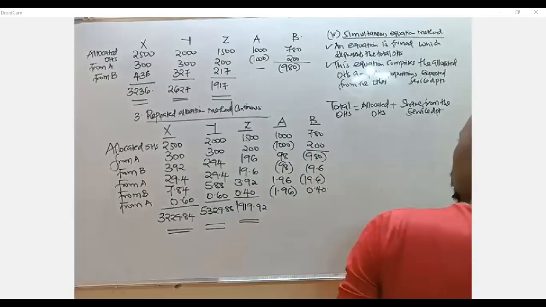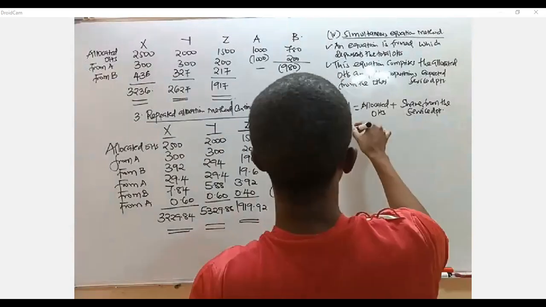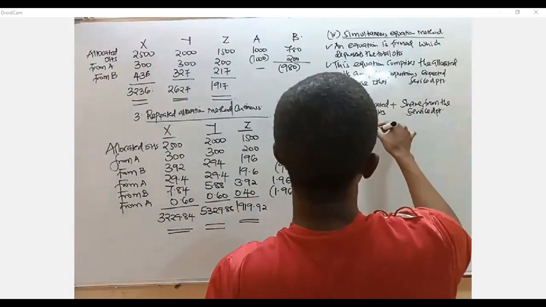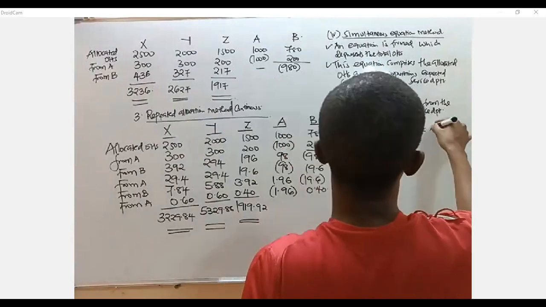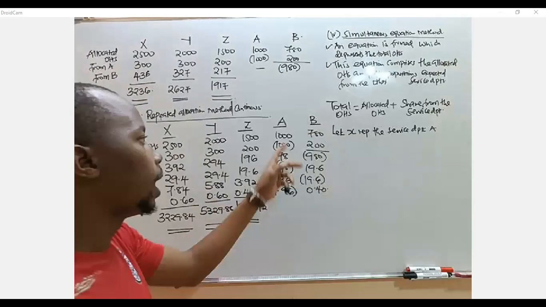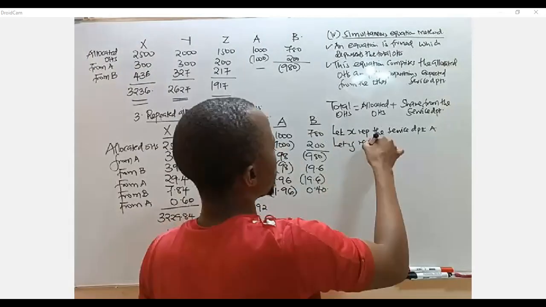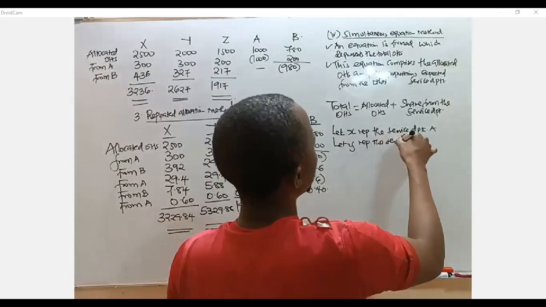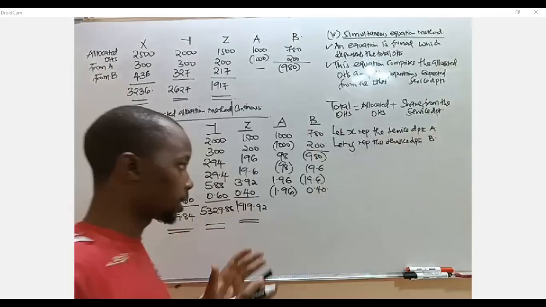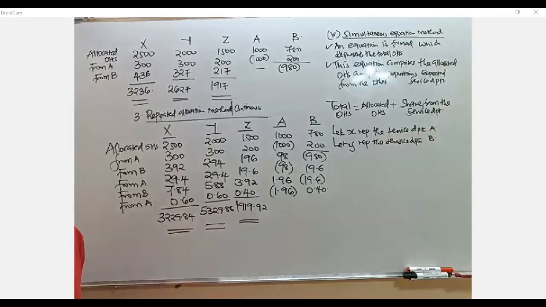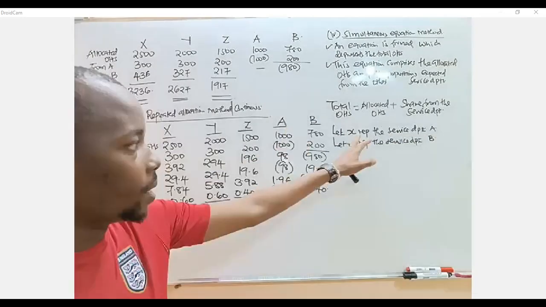You come and tell me, teacher, let X represent the service department A in our question now. Then you tell me, let Y represent the service department B. In this way now. So what are the total overheads for the service departments? They are being represented here.